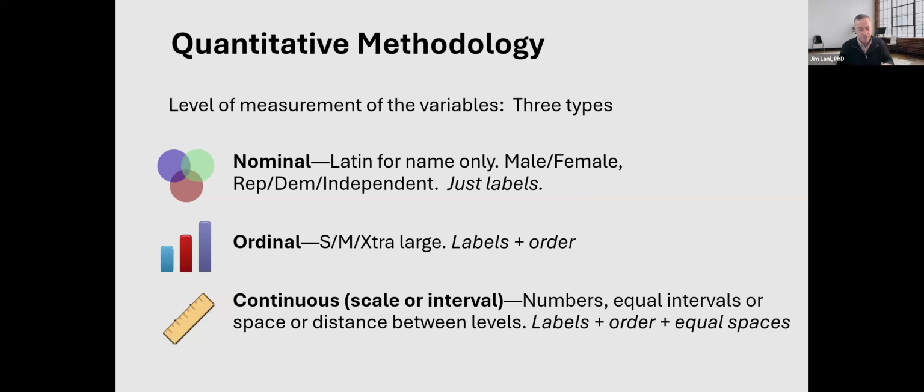Continuous level variables, which is what a lot of variables are, have all three things, right? They have a name, okay? 1 degree, 2 degree, 3 degree. They have an order, and they're equally spaced. And I use continuous kind of generically. They call it scale, they call it interval, they call it ratio. So there are lots of names for this. With regard to the statistical analysis, it's all one and the same.